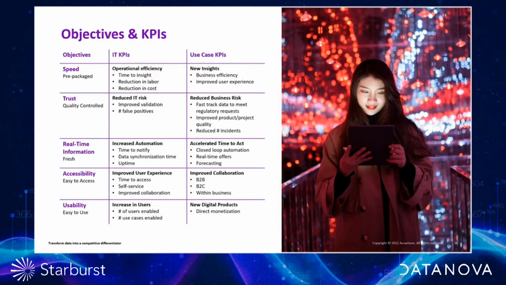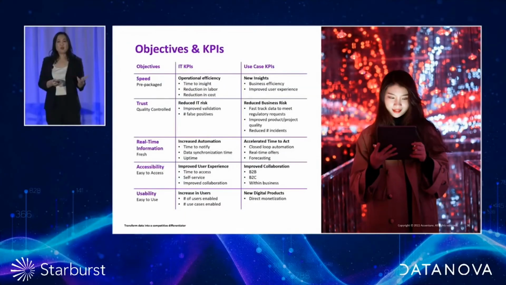And finally, usability, making it really easy to use. This should be measured in terms of the increase in the number of users who are able to find that data and start using it, but also, for the business, direct monetization. People are going to be able to create new business streams from using that data product. The data product itself might be a new business stream.